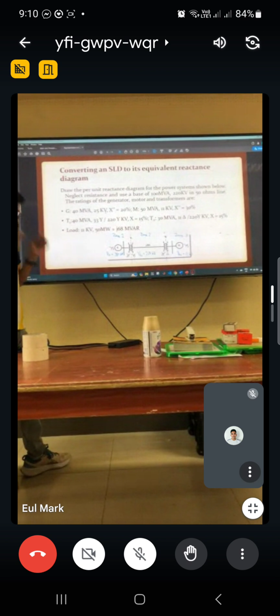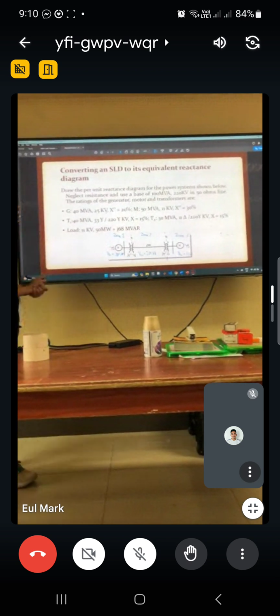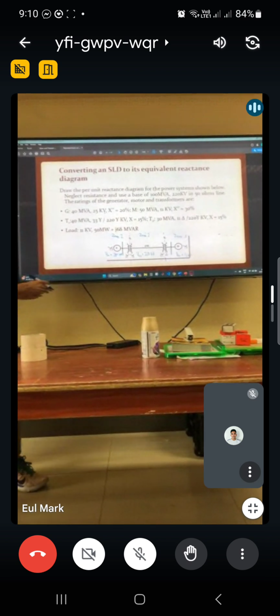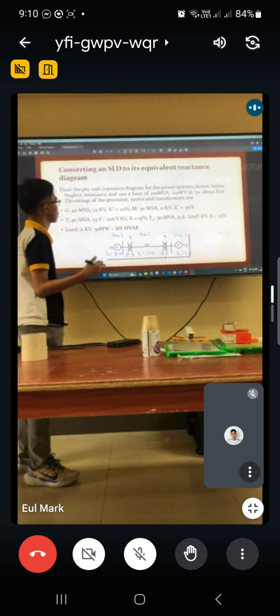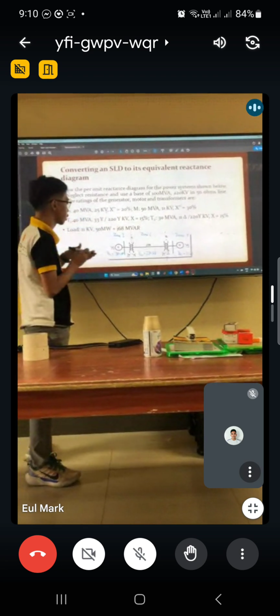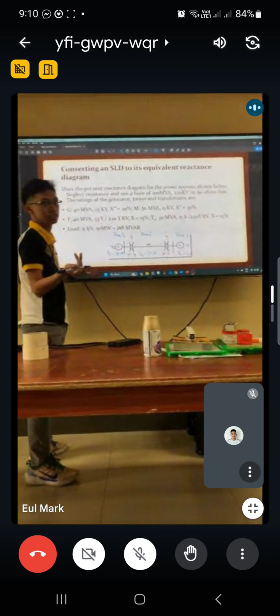Okay, let's continue. This one would make sense, because the generator is 25 kV, close to the 30 kV, so it is okay.